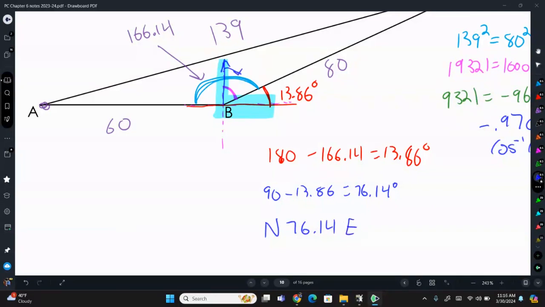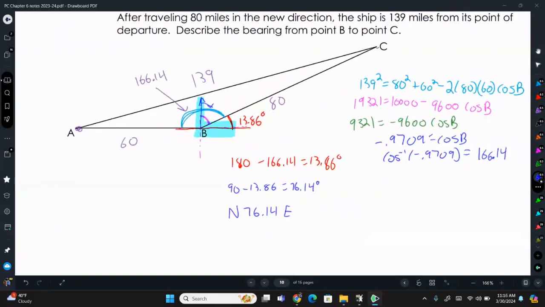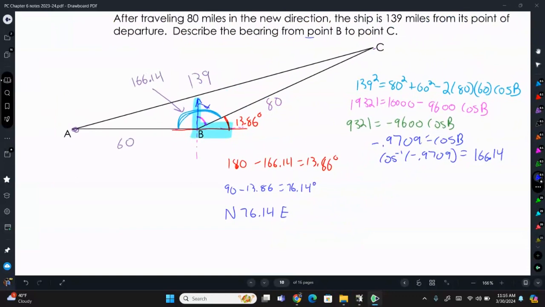76.14 degrees. So again, these bearing problems can be confusing, because you really have to think about where the problem is coming from in order to have the right central location. So this problem, we had to start from B, because we were asked from point B to C. If we were asked from point A, all right, then the whole setup would be a bit different.